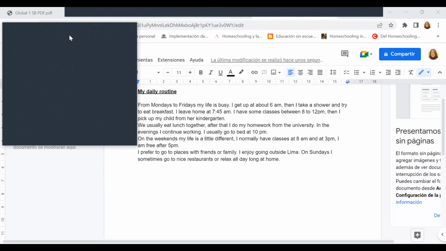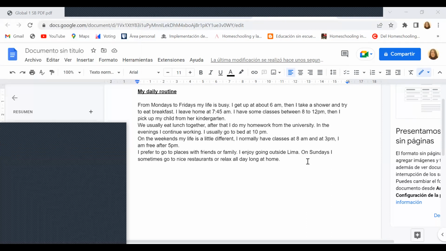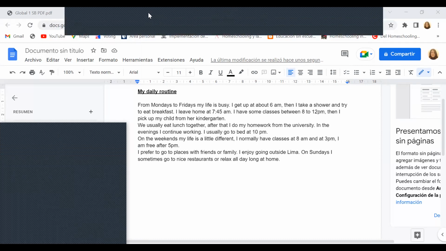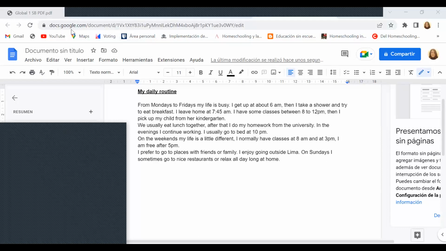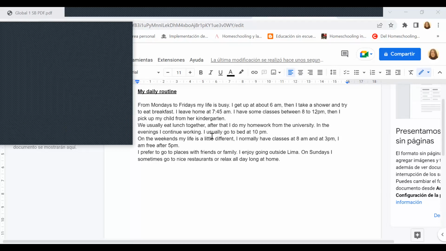From Monday to Fridays, I usually wake up early at 7 a.m. First, I brush my teeth and I take a shower. At 8 a.m., I eat my breakfast and then I work from 8 a.m. to 6 p.m. Okay, after my work, I start to study or do my homework. For example, do my homework.